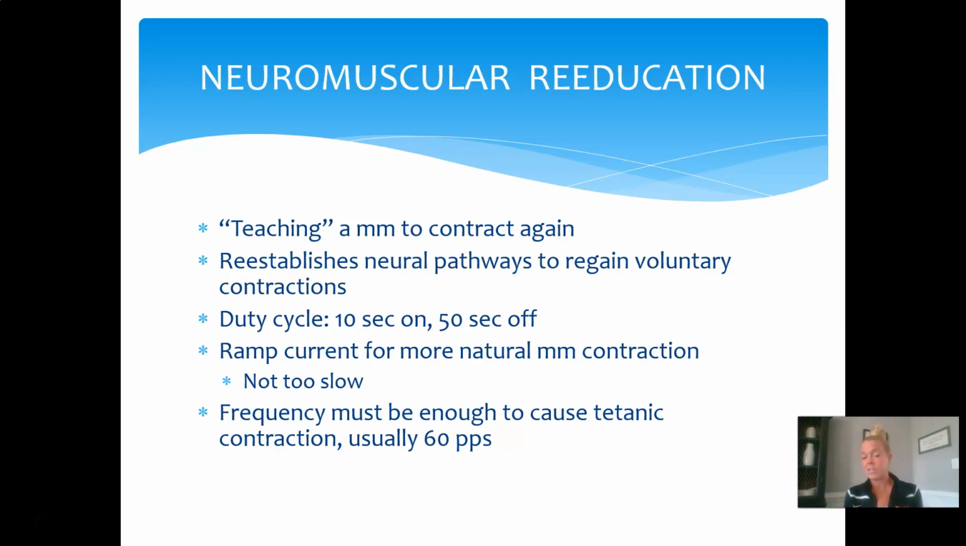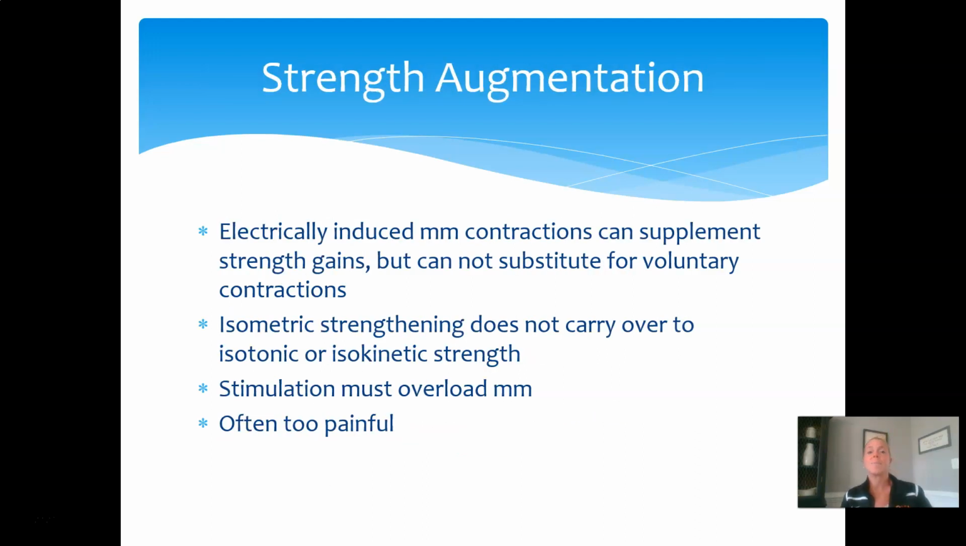Most of our settings are going to default to at least 50 to 60 pulses per second. And again, that's why we choose specific types of E-stim, like Russian, neuromuscular E-stim, or high volt, if we're trying to do neuromuscular re-education or get a muscle to contract. So as far as strength augmentation goes, electrically induced muscle contractions can actually supplement strength gains, but they're not going to substitute for voluntary contractions, right? We're just retraining a muscle because the person can't do it voluntarily.